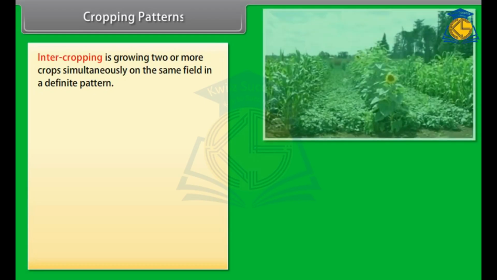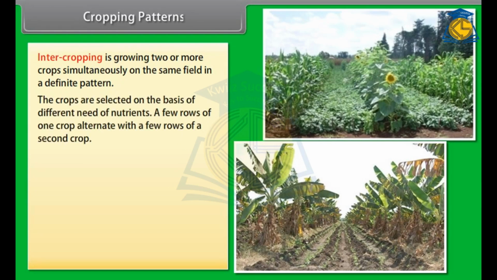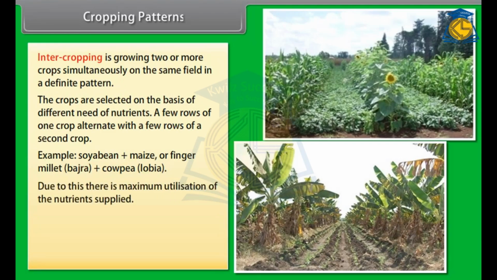This reduces risk and gives some insurance against failure of one of the crops. Intercropping is growing 2 or more crops simultaneously on the same field in a definite pattern. The crops are selected on the basis of different need of nutrients. A few rows of one crop alternate with a few rows of a second crop. Example, soybean plus maize, or finger millet (bajra) plus cowpea (lobia). Due to this, there is maximum utilization of the nutrients supplied.